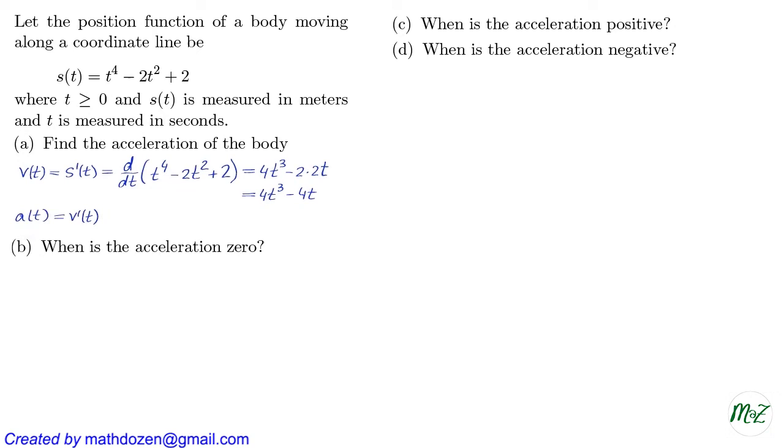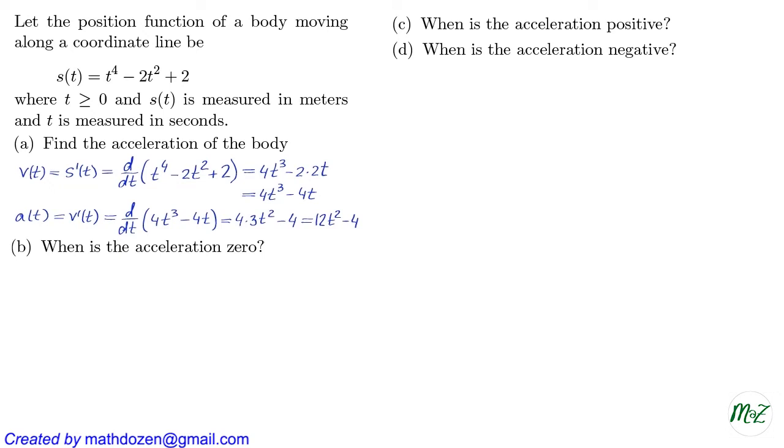And then acceleration is derivative of velocity, or second derivative of position function. So take the previous formula and do derivative of that. We're going to get 4 times 3t squared minus 4. So derivative of 4t cubed gives us 4 times 3t squared. Derivative of negative 4t gives us negative 4. So simplify it a little bit, we get 12t squared minus 4. Okay, so that's the acceleration of the body. That's the formula for that.